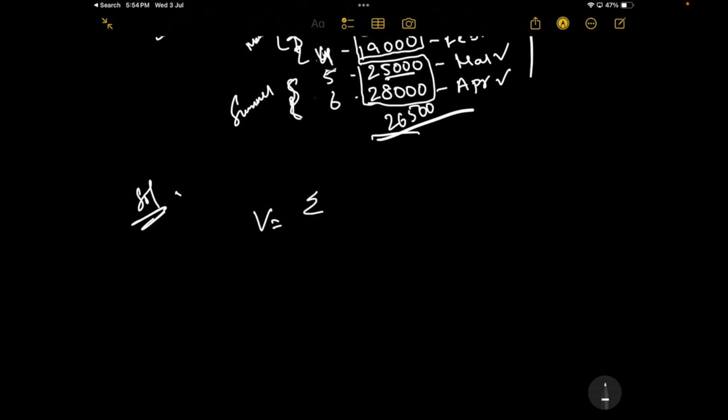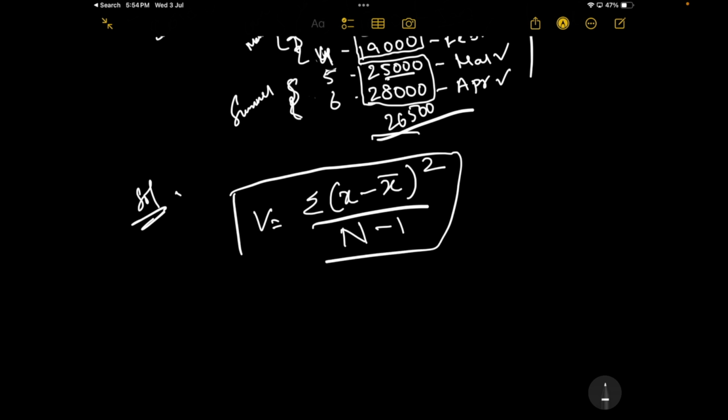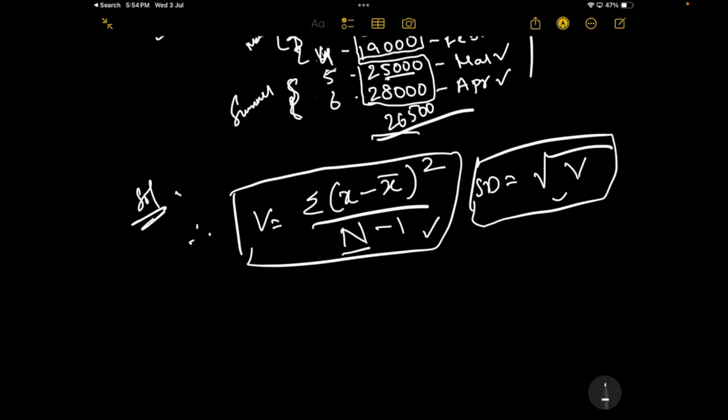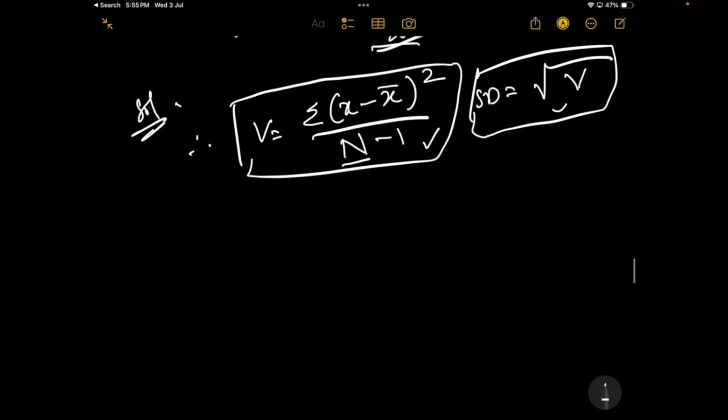Variance is equal to the summation of (x minus x bar) whole square divided by n minus 1. Here n represents how many data points you are having. So that is the formula for variance. And for the standard deviation, it is the square root of variance. Whatever value you get from here, you take its square root, and that is the value of the standard deviation. So two formulas are written here. Based on this, we are going to find the next month's sales, how much they can make next month.